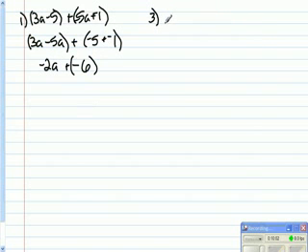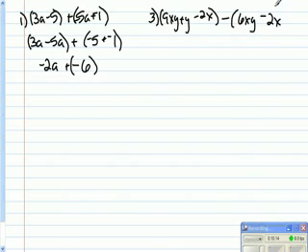Number 3. 9xy plus y minus 2x minus 6xy minus 2x. So again, I need to change my subtraction to add, and everything in the parentheses will change signs. Add the opposite and opposite.